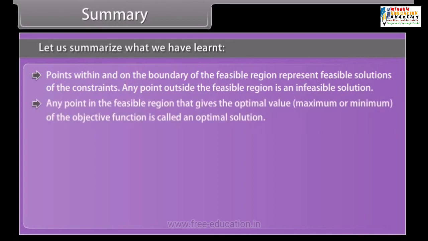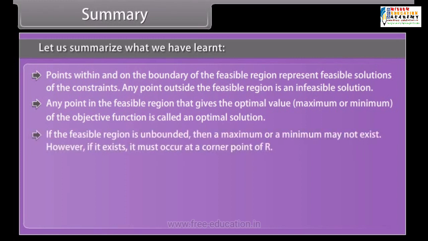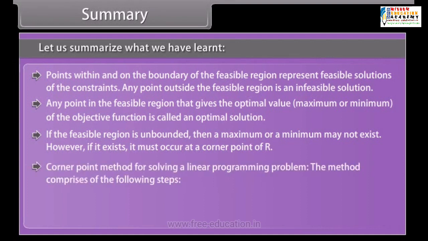Any point in the feasible region that gives the optimal value, maximum or minimum, of the objective function is called an optimal solution. If the feasible region is unbounded, then a maximum or a minimum may not exist. However, if it exists, it must occur at a corner point of R. Corner point method for solving a linear programming problem. The method comprises the following steps.